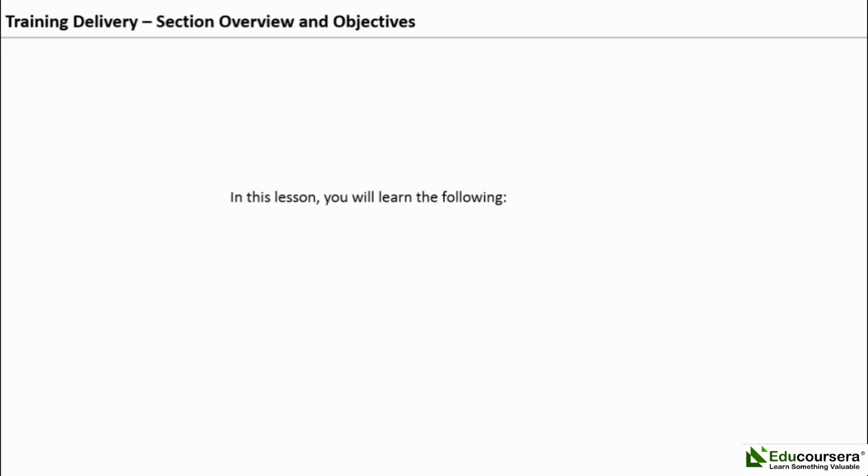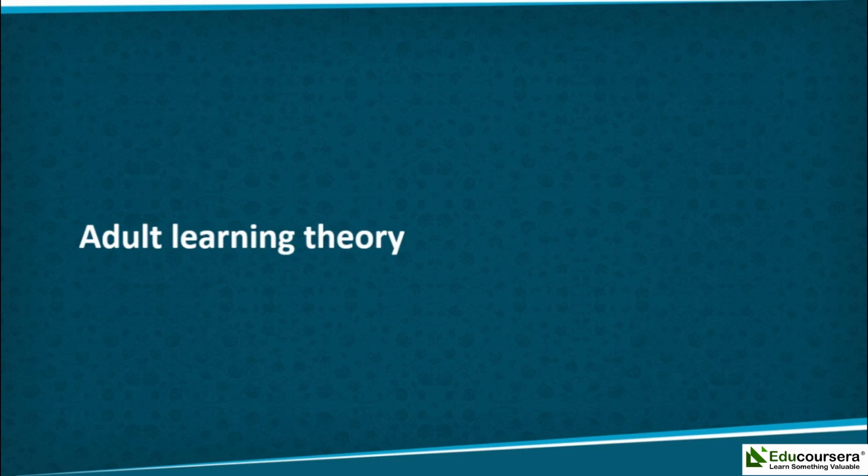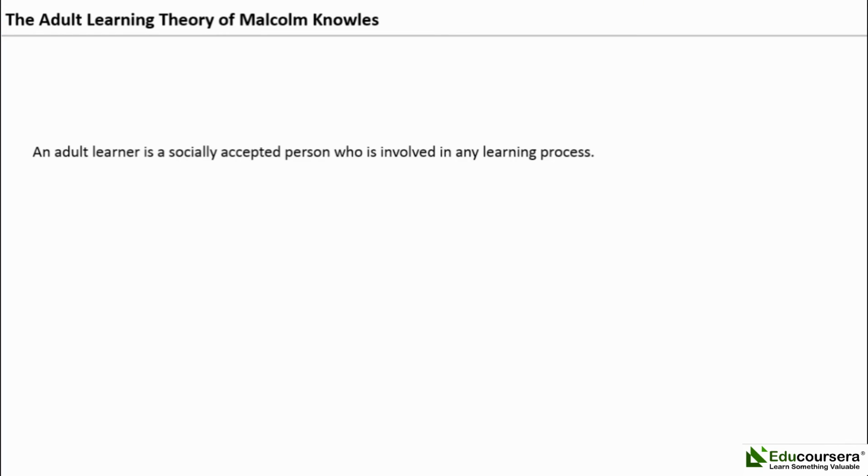Training delivery. In this video, you are going to learn about adult learning theory, modes of learning, and various techniques used to deliver effective training. Adult learning theory. An adult learner is a socially accepted person who is involved in any learning process. Part of being an effective educator involves understanding how adults learn best.